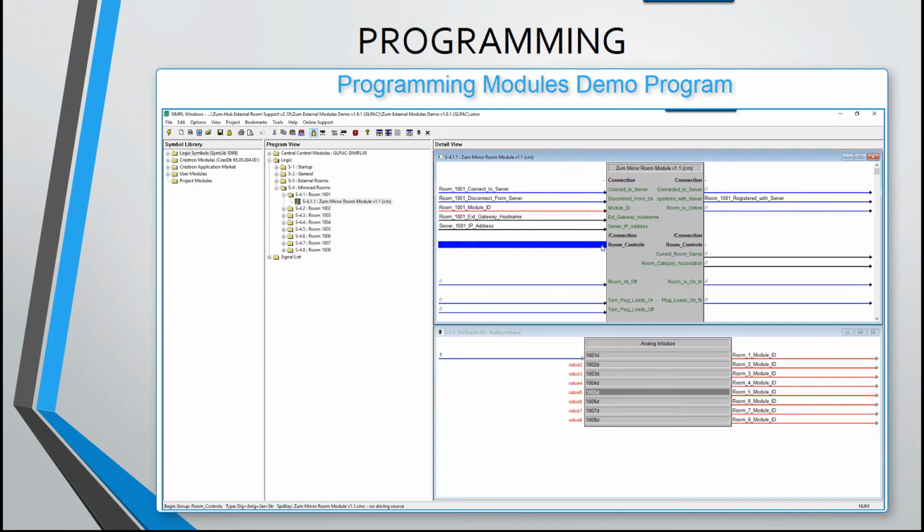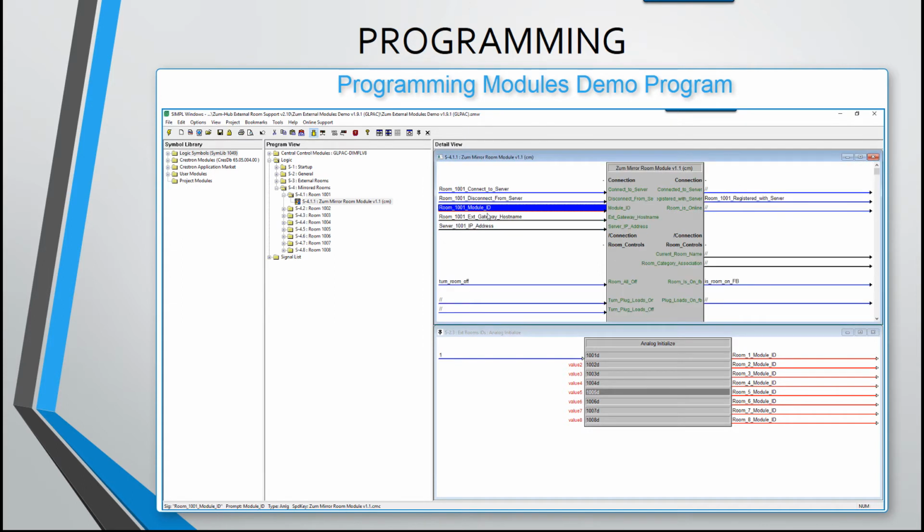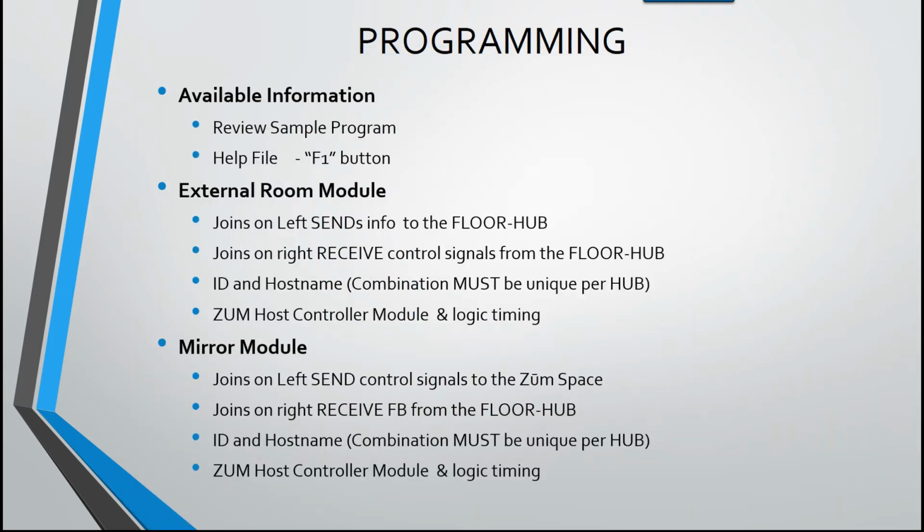The mirror module looks very similar to the external room module. The functions of the joins change slightly. In the mirror module, joins on the left are trigger joins to control the Zoom space. Joins on the right provide feedback and information about the Zoom space that is connected to. The ID and the host name specify which Zoom space will be controlled. Make sure you follow the same logic to sequentially join each mirror module in succession as well.